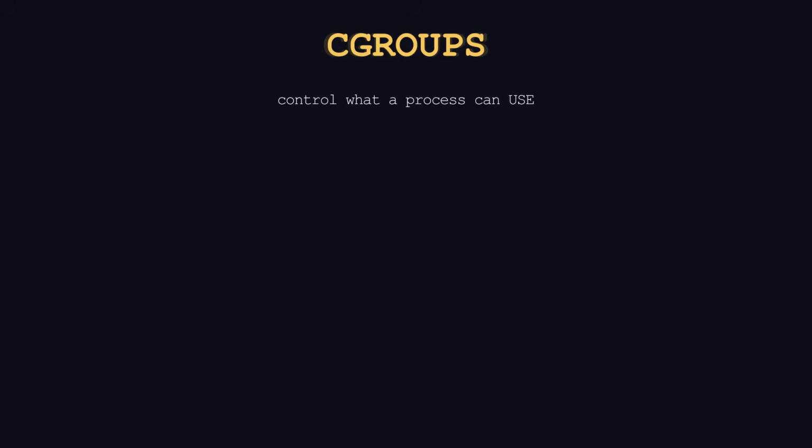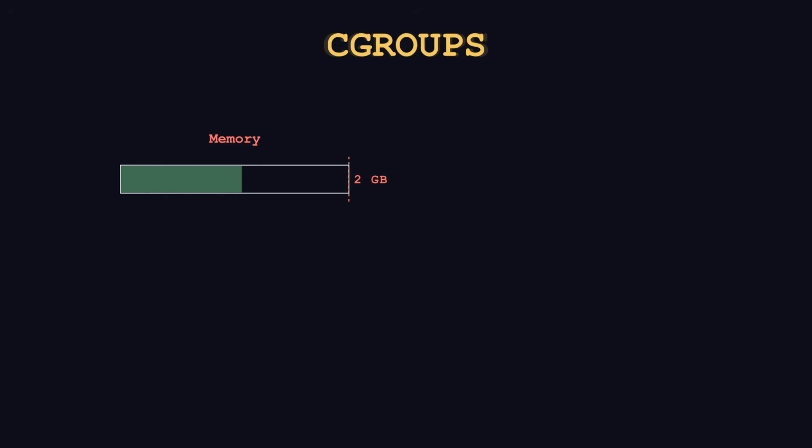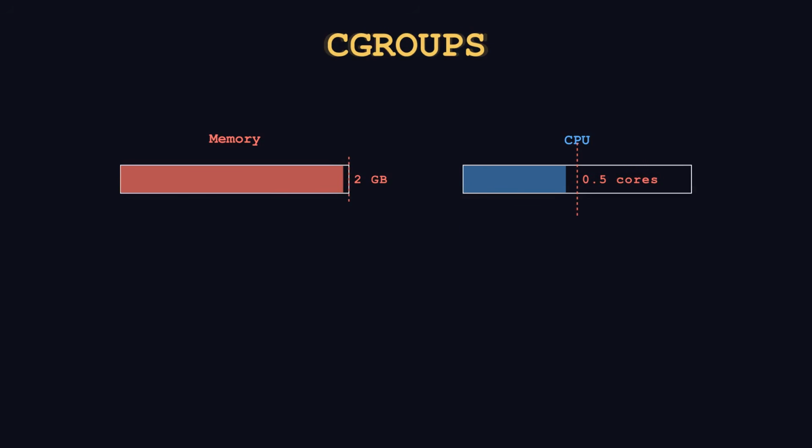Second, cgroups. Cgroups control what the process can use. The kernel sets hard limits. This container gets 2 gigs of memory. This one gets half a CPU core. Exceed your memory limit, and the kernel kills your process. Exceed your CPU limit, and you get throttled.